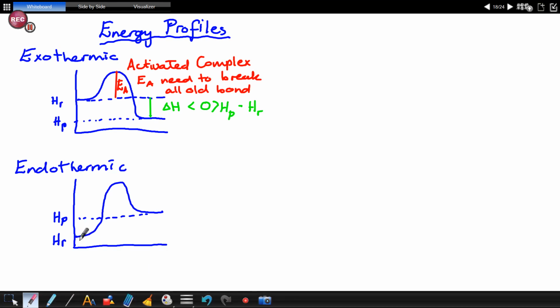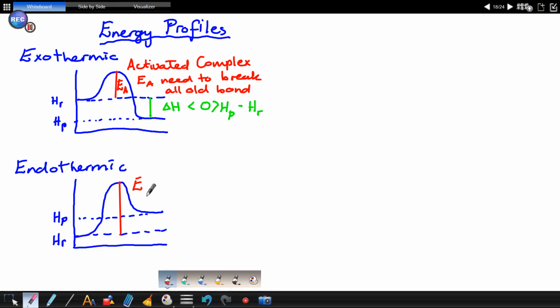This is the enthalpy of the reactants. And here you can see that the activation energy is what? All this amount of energy. That is the activation energy.